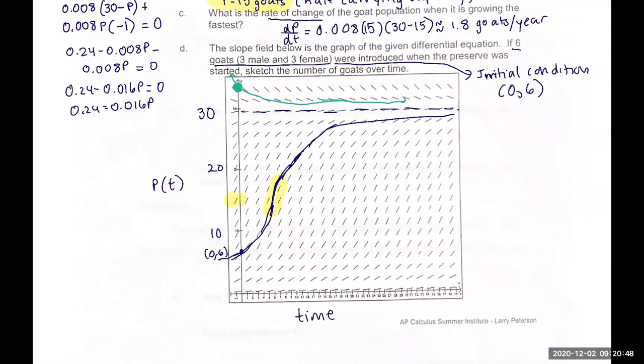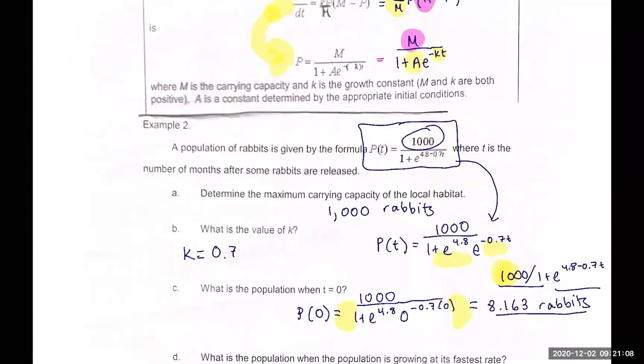Yeah, it would make sense that if your resources, like food and water, are only enough to support 30 goats, and you introduce more to that game preserve, you're going to expect that population to decrease to the carrying capacity that you see here. So you have it both ways for a logistic growth curve.